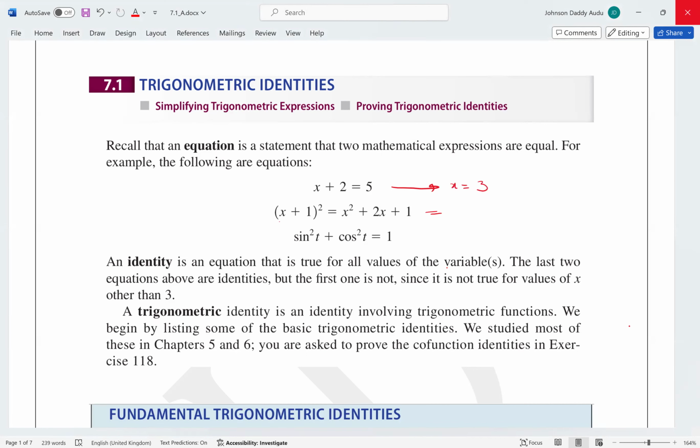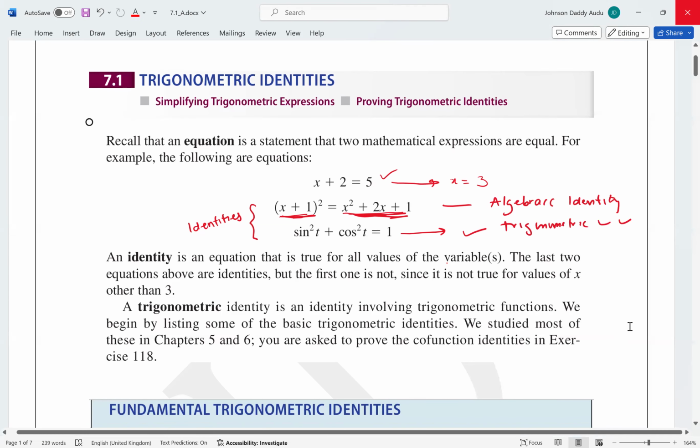Now, if you look at the trigonometric identity here, sine squared t plus cosine squared t is equal to 1. This is also true for all values of t. So these first two are identities. But the first one is algebraic, while this one is trigonometry. So you can call the first an algebraic identity, and this a trigonometry identity.